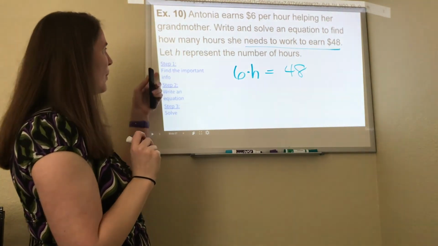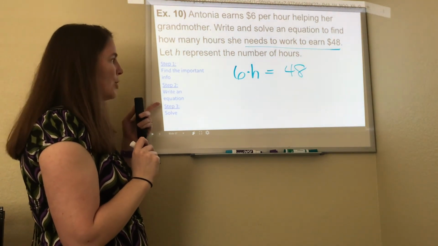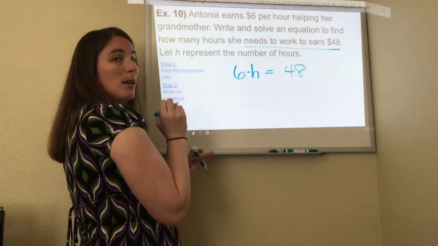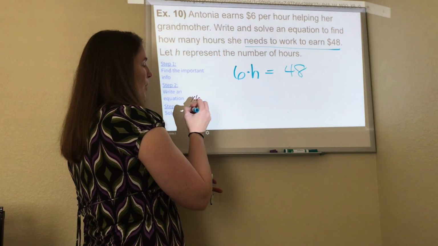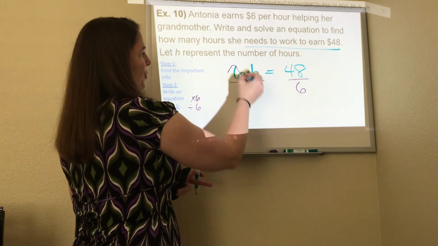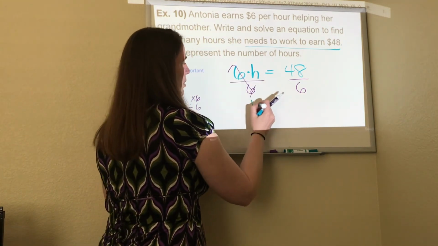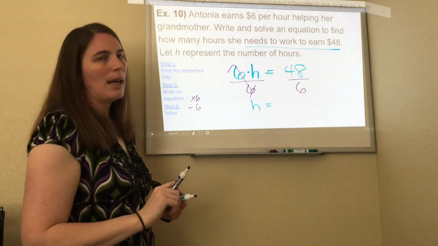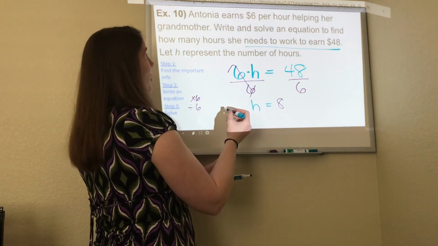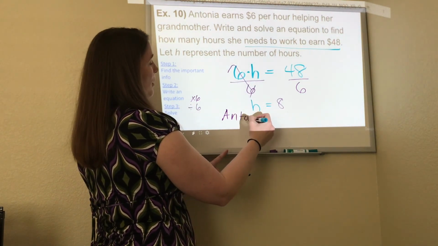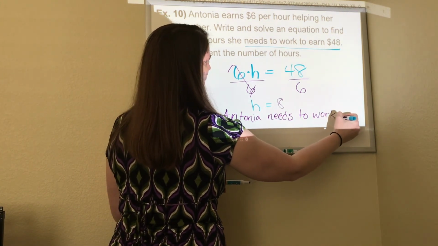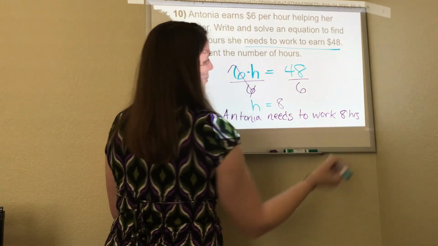So here's our equation. We found the important info, we wrote our equation, and now we need to solve. What's happening to your variable is it's being multiplied by 6. So we have to undo it, and we're going to divide by 6 on both sides. This is your giant 1. I get H equals, and then 48 divided by 6 is 8. So that means she needs to work, so I put Antonia needs to work 8 hours to get $48.